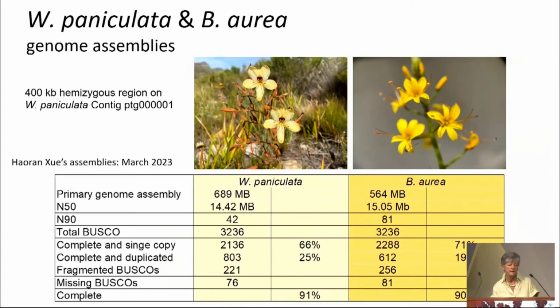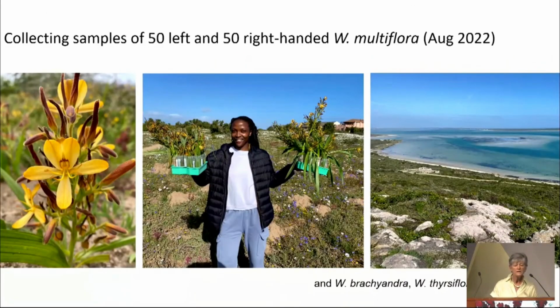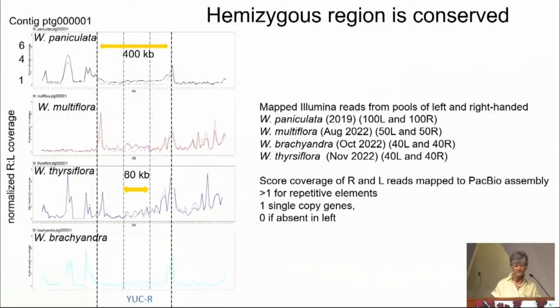So we did long-read sequencing, and we assembled the genomes of Paniculata and Barberetta aurea, and we could confirm that there's a 400 kilobase region in Wachendorfia paniculata that is contiguous and is only present in the R-morph flowers. We then collected 50 left-handed and 50 right-handed buds from the other 3 Wachendorfia species. And this is a picture of Mbali, who was doing an honors project on that, and this is where we collected the Wachendorfia multiflora buds, at Langebaan.